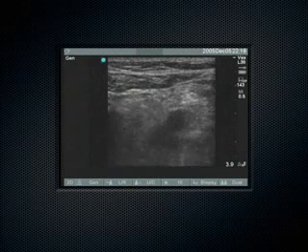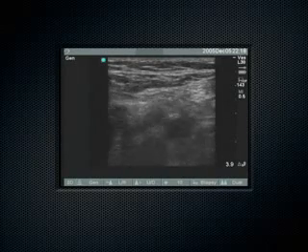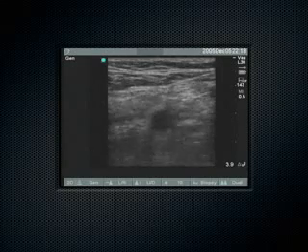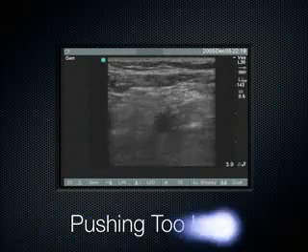Now, why is it that we didn't see that? Why is it we just see something pulsating there? We see the artery, we don't see the vein. Why do you think that is? Yeah, exactly right. Pushing too hard.